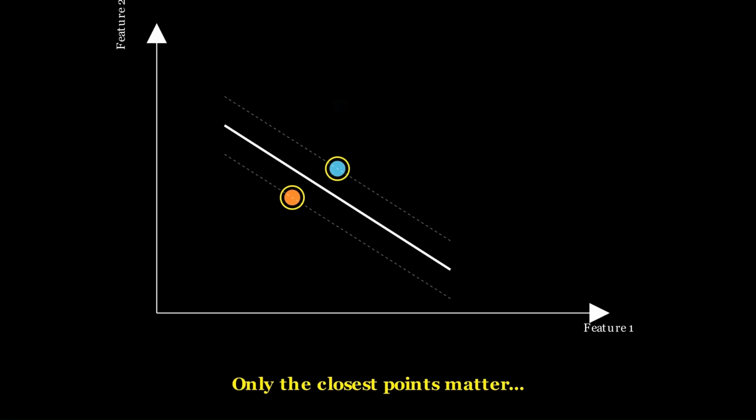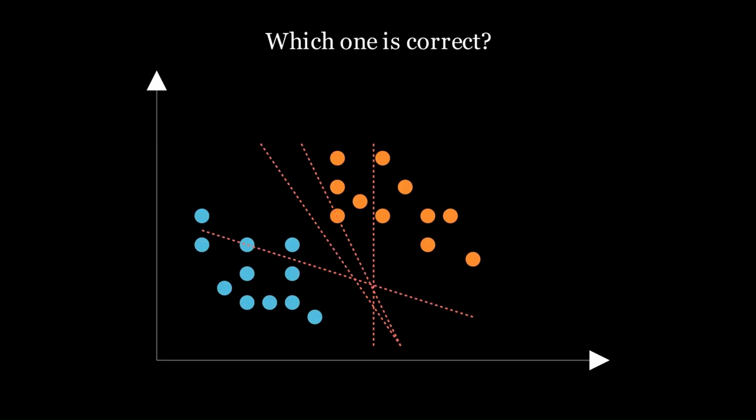So in the end, the SVM doesn't depend on all points equally. It depends only on a few critical points, the closest points to the boundary. Everything else is just noise, and those critical points are called support vectors.